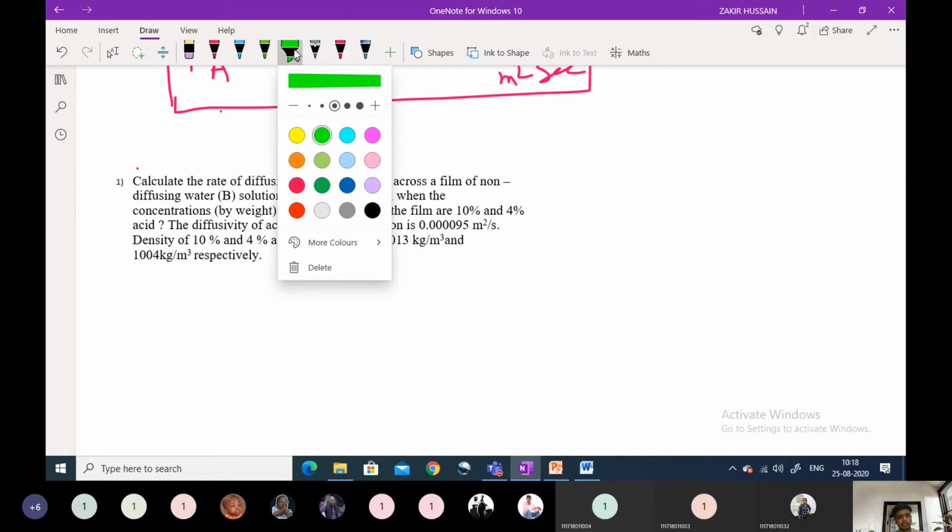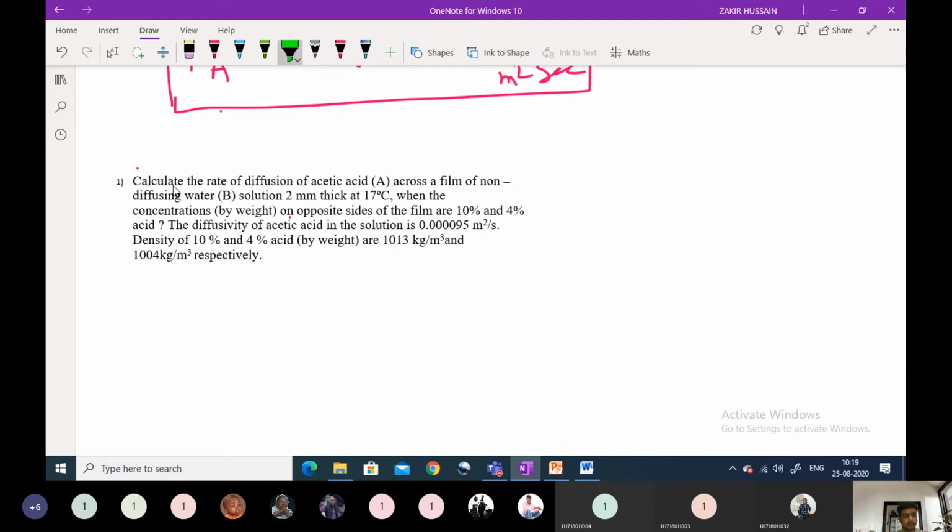So here the next problem we will see. Calculate the rate of diffusion of acetic acid A, whose rate Na we have to calculate, across a film of non-diffusing B. This is also the same case of A through non-diffusing B. Since they already supplied what is A and what is B, it is a clear case of A through non-diffusing B. A is acetic acid and B is water. Water is not at all soluble. So this is the A through non-diffusing B case.